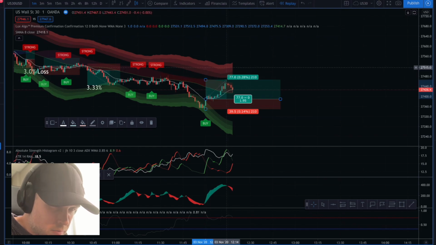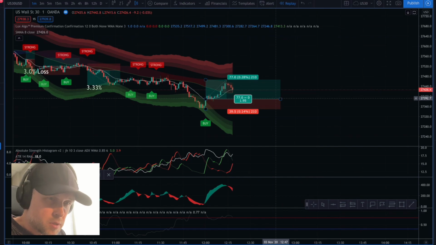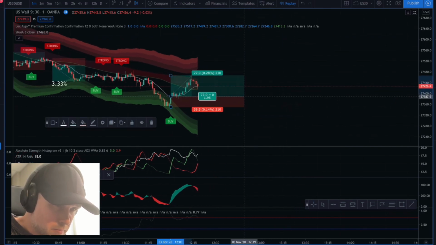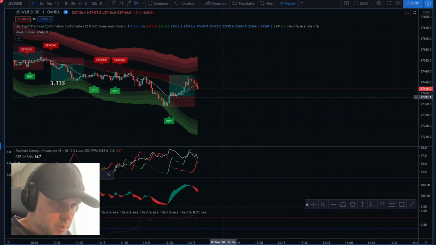So there we have our peak. Let's just see what the distance is there. 52. Yeah, I'm pretty sure. Yep, so that would have stopped us out there. Our trailing stop would have stopped, that is. Probably around there. And now we look for the next trade opportunity.